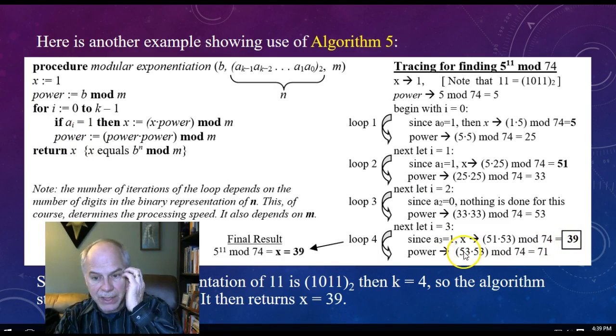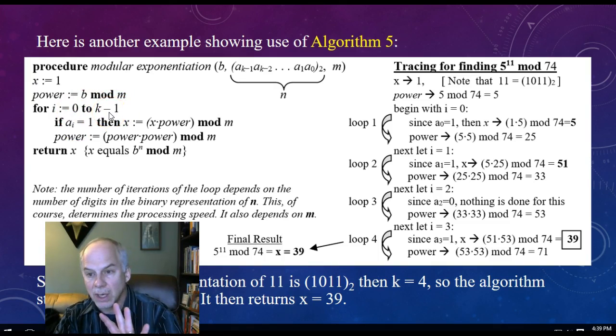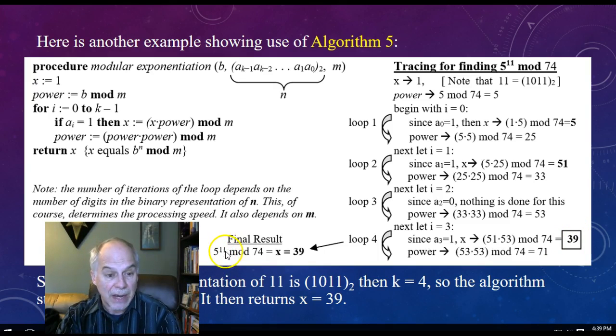When it encounters the next check, it finds that we're at k minus 1. k was equal to 4, and k minus 1 is 3. So it's finished, and now it goes to return x. It returns the last value of x, which is 39. So the answer is 5 to the 11th power mod 74 is equal to 39.